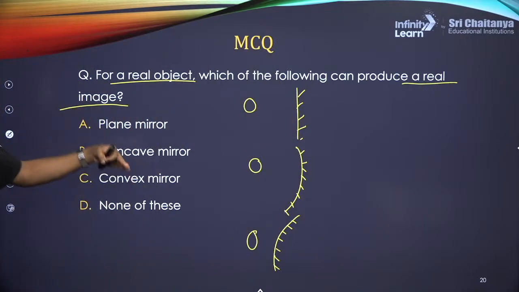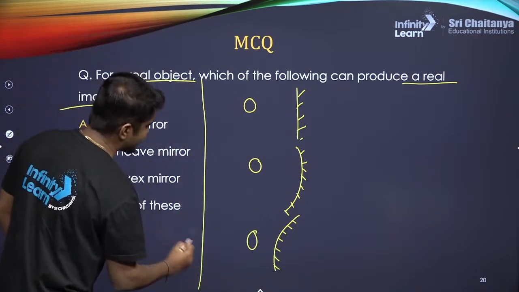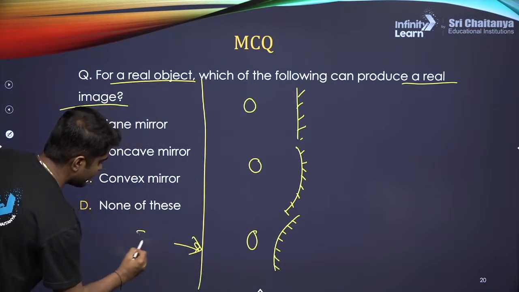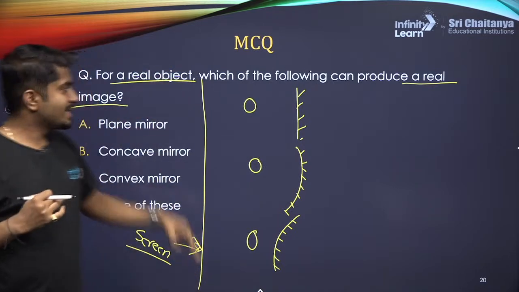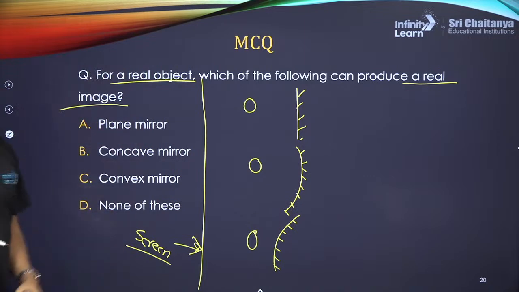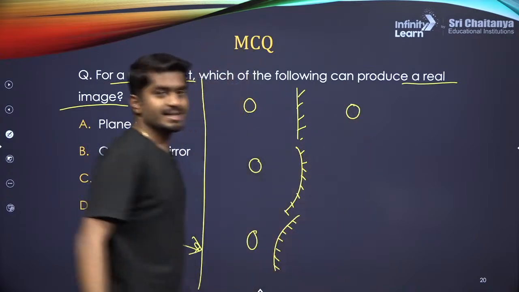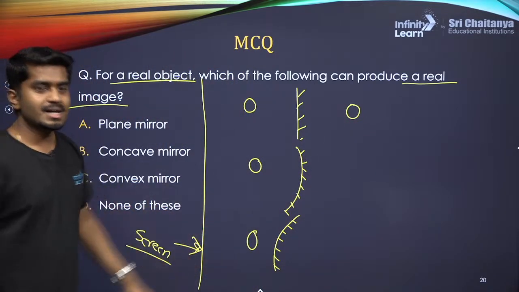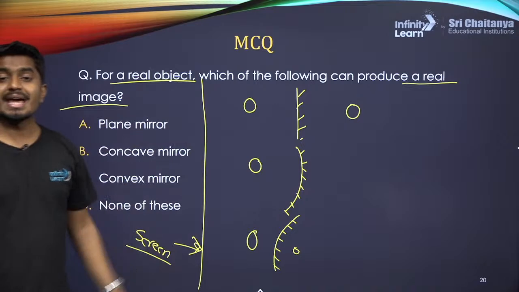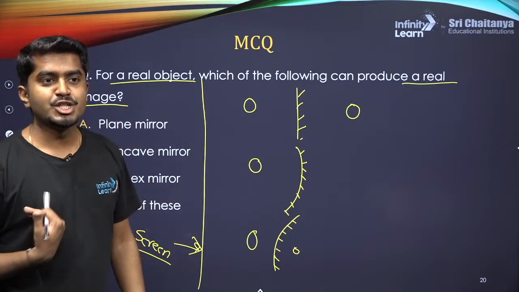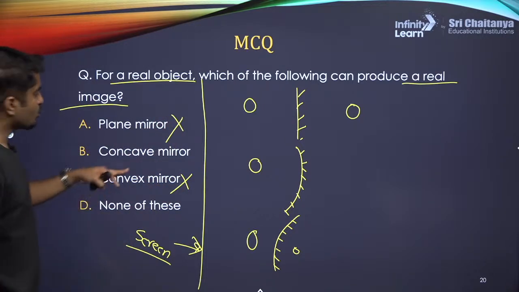So what is the meaning of real image? The image also should form in front of the mirror. If you place a screen, you should form the image on the screen. That is the meaning of real image. So which of the following is true? If you use a plane mirror, the image will always be behind. If you use a convex mirror, again the image is going to be behind the mirror. So these two cases cannot give you the real image. Plane mirror, not correct. Convex mirror, not correct. How about concave?